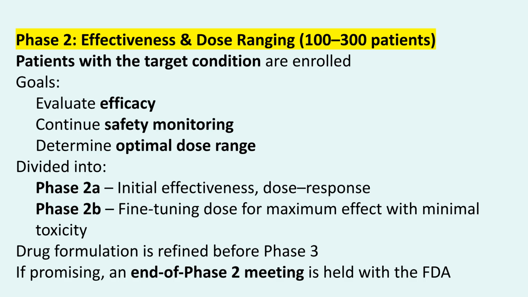This phase is divided into Phase 2A, which is for initial effectiveness, and Phase 2B, on the other hand, for dose fine-tuning, with very minimal toxicity. Also, drug formulation is refined here, meaning it could be an IV, tablet, capsule, or the proper dosage form that would not affect the drug's potency in administering to the patients before Phase 3. If promising, an end-of-Phase 2 meeting is held with the FDA.